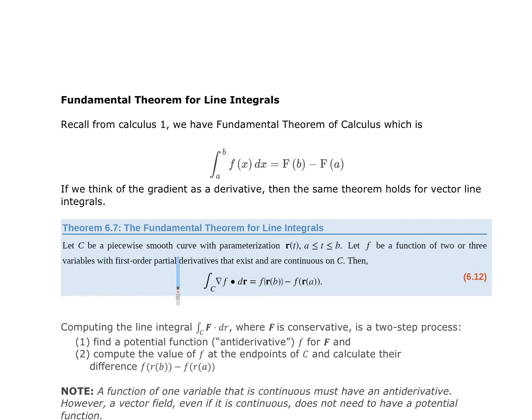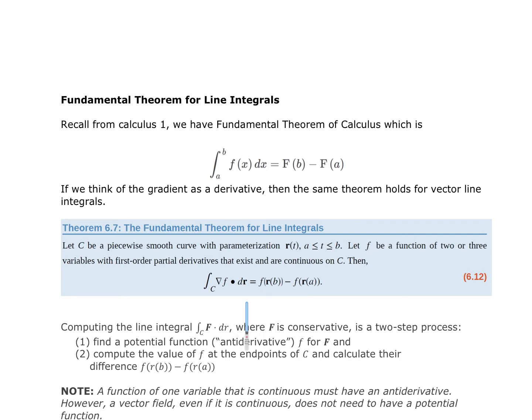Let C be a piecewise smooth curve with parameterization r of t, where t runs between a and b inclusive, and f is a function of 2 or 3 variables whose first-order partial derivatives exist and are continuous. Then the integral over the curve C of the gradient of f dotted with dr is going to be f evaluated at the parameterization r evaluated at b, minus f evaluated at the parameterization r evaluated at a.